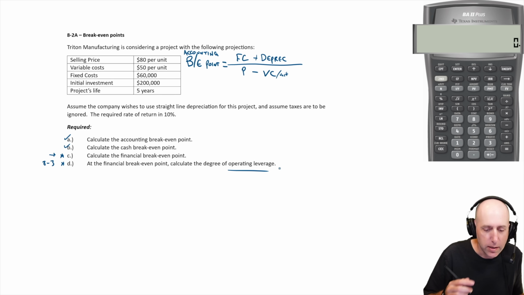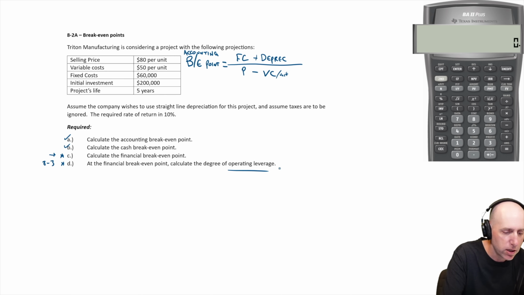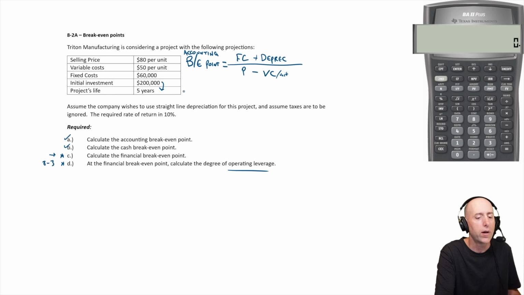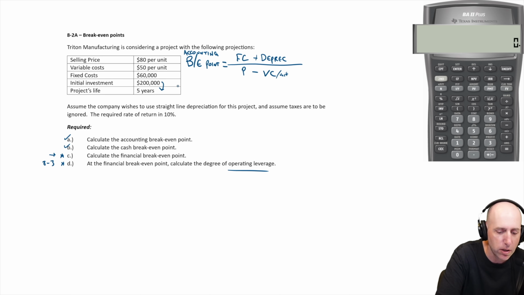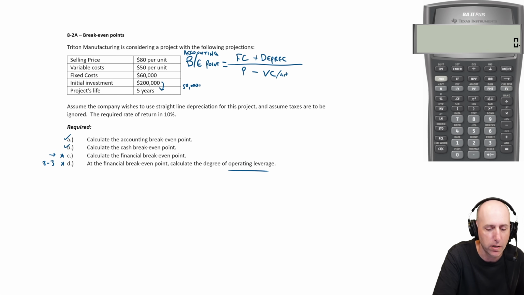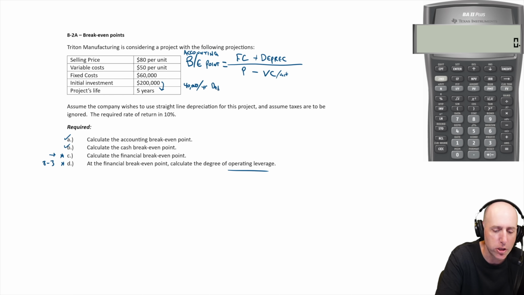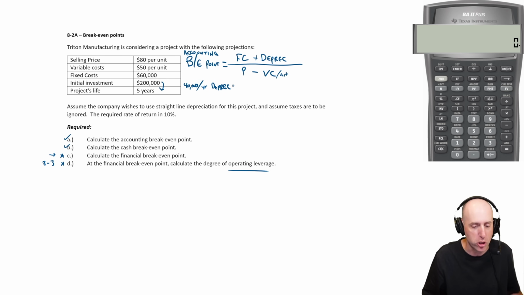Let's jump into the accounting break-even point. Here we have a company that's considering a project with the following information. The selling price of the product they're going to make is $80. The variable cost is going to be $50, fixed cost of $60,000, and they have to make an additional initial investment of $20,000. It's going to run for 5 years. Assuming they're buying some asset or assets to produce this return, 20 divided by 5 is $40,000 per year in depreciation. Assume the company wishes to use straight line depreciation.